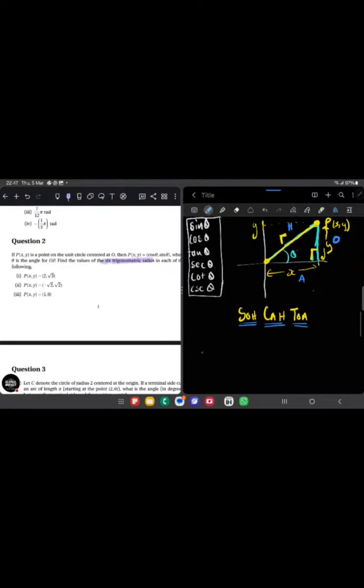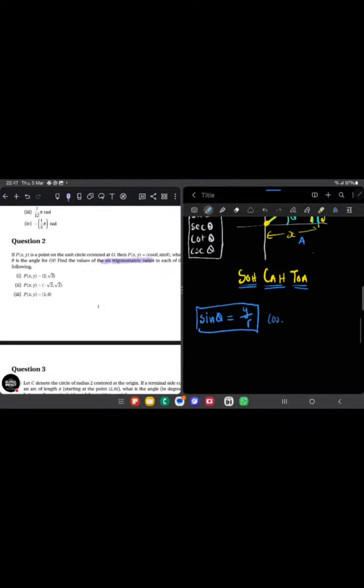So now you can already do what you need because you would now say, what is sine theta? Sine theta is opposite over hypotenuse. What is the opposite here? y. What is the hypotenuse? r. So this is what you are actually going to remember, that sine theta is y over r.